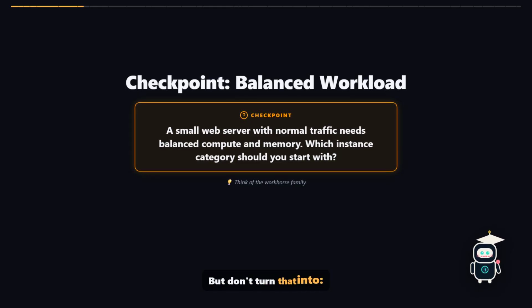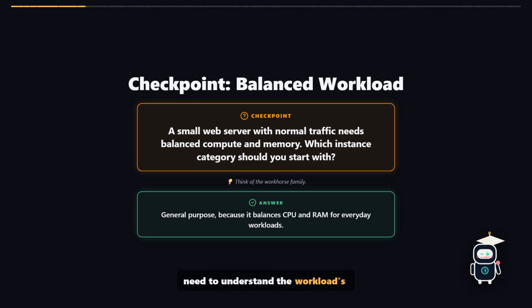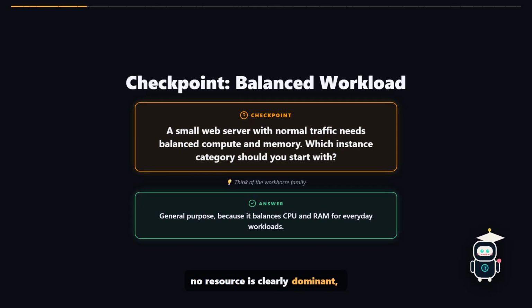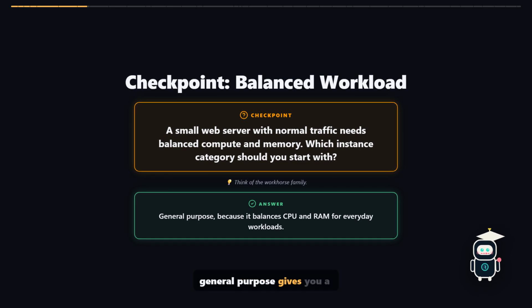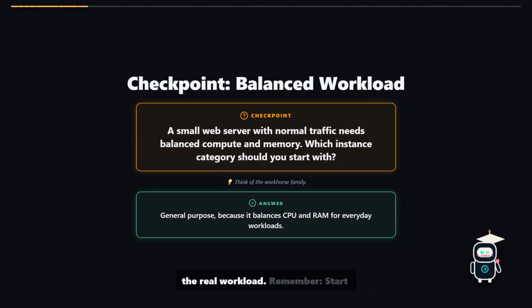But don't turn that into small web server equals T-series. A T-series instance uses a burstable CPU model, so you need to understand the workload's baseline and peak CPU behavior, credit characteristics, and cost. If no resource is clearly dominant, general purpose gives you a reasonable starting hypothesis. Then profile the real workload.